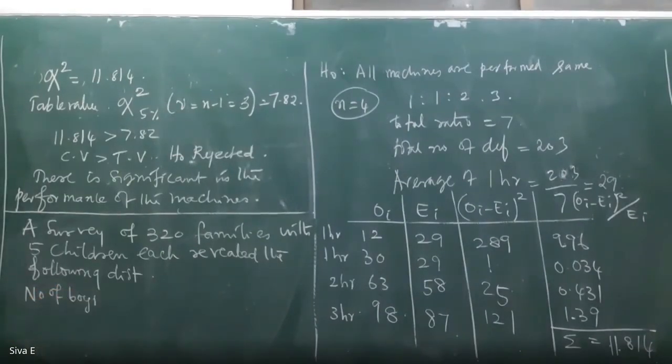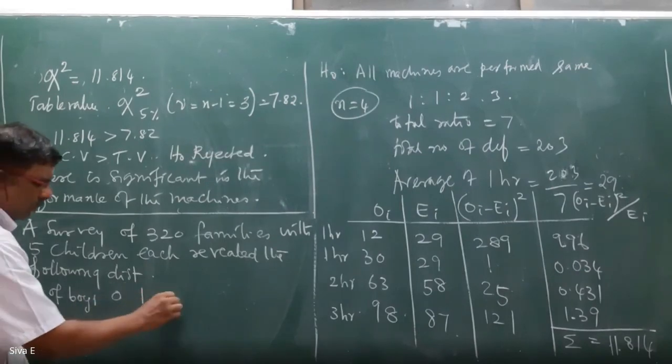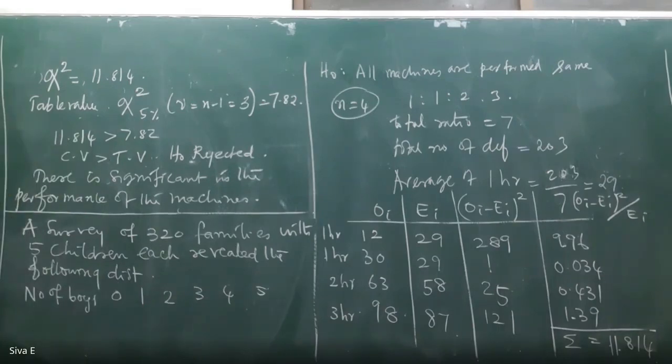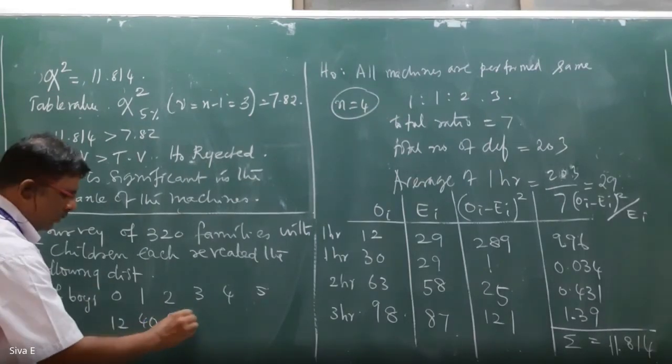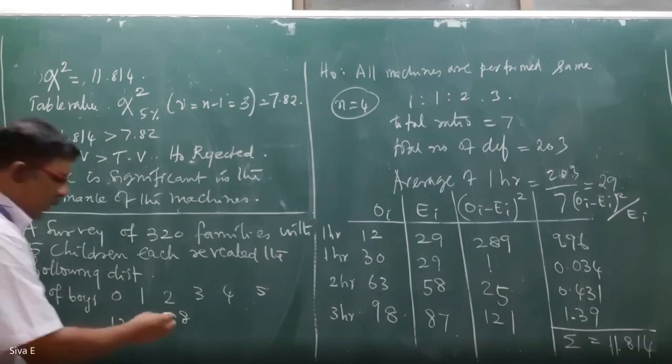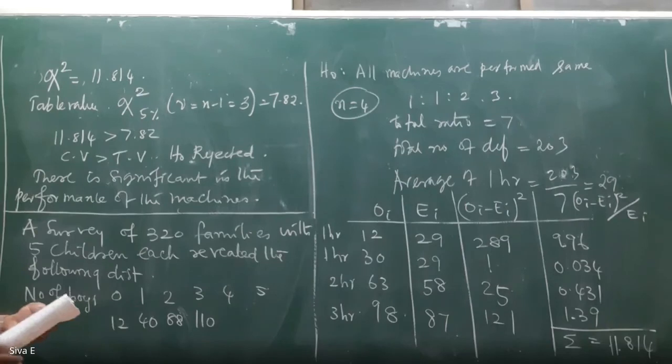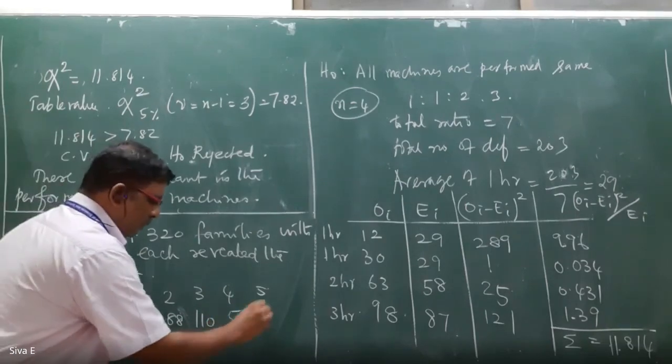Number of boys: 0, 1, 2, 3, 4, 5. Number of families: 12, 40, 88, 110, 56, 40.